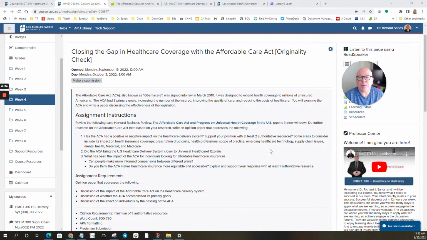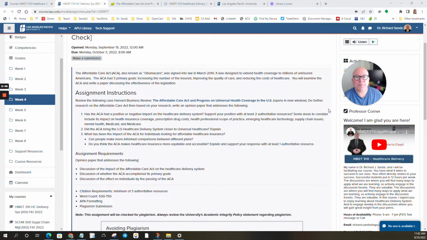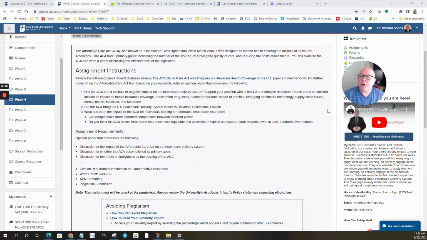So yes, this was one of the biggest legislative doctrines in healthcare, probably dating back to the 70s with the Health Maintenance Organization Act back then. Assignment instructions. Review the following case, Harvard Business Review. So click here and it'll open a new tab. It may take a minute to get going, but just click it, it'll open a new tab. Do further research, i.e. more than just that one, of the Affordable Care Act. Then based on your research, write an opinion paper that is following.